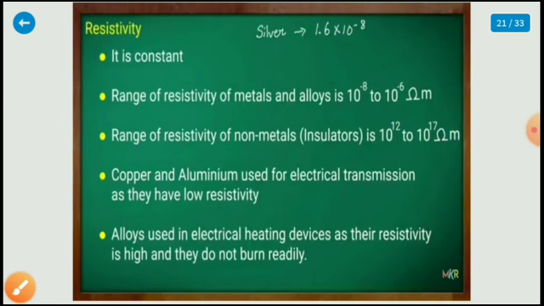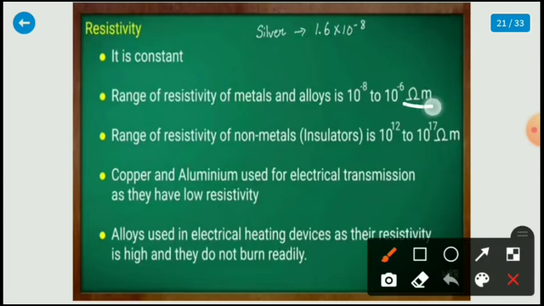Next, resistivity is constant for a given material, whichever type of material we use. The range of resistivity in metals and alloys is 10 to the power of -8 to 10 to the power of -6 ohm meter. So we can see here the unit of resistivity is ohm meter.